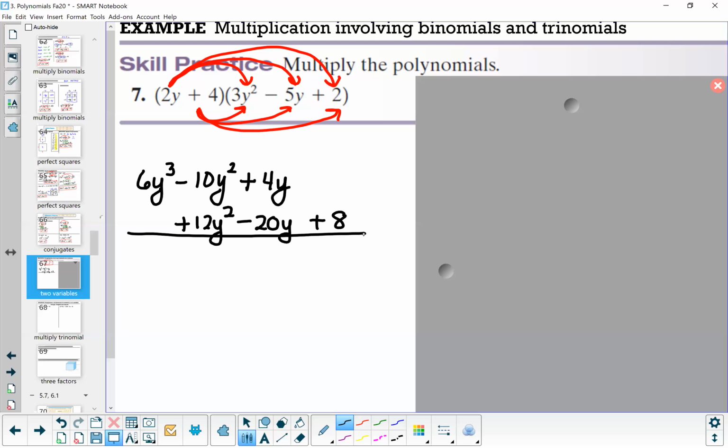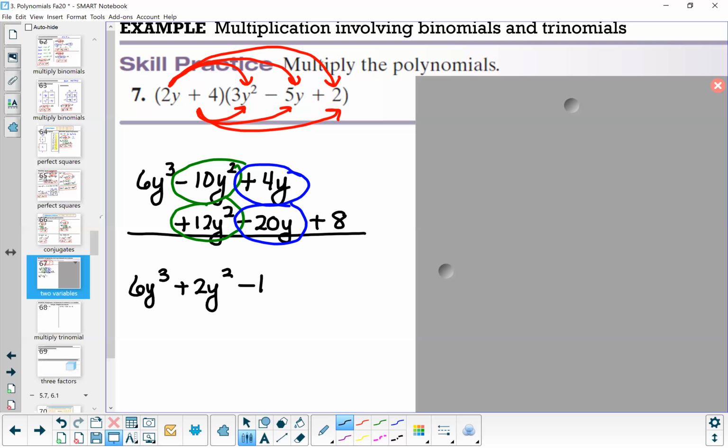So first column, I'm going to simplify this. We have 6y cubed. Second column, we have minus 10y squared plus 12y squared. The result is plus 2y squared. Remember, you're adding or subtracting the coefficients, not the exponents. Secondly, we have plus 4y minus 20y. The result is minus 16y and then plus 8. And that is your answer.